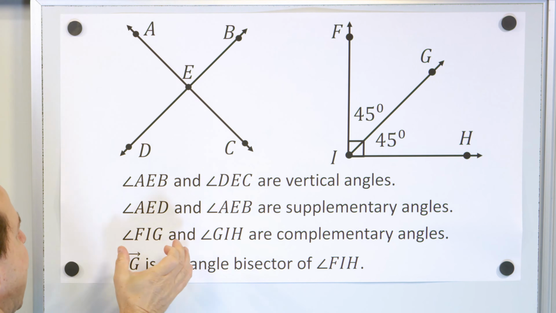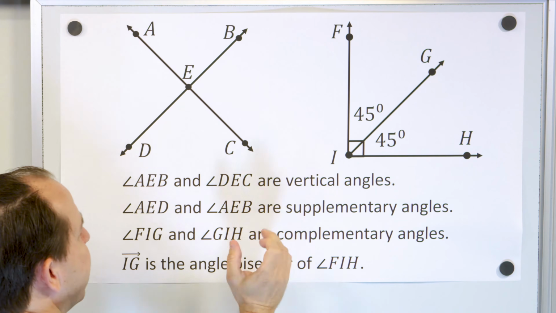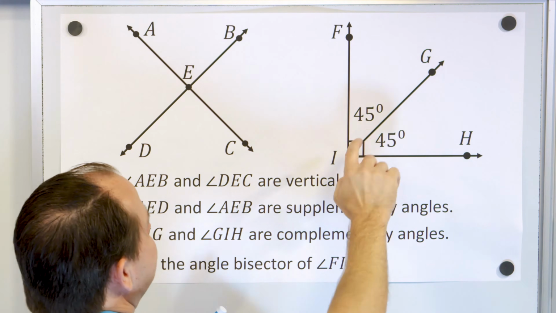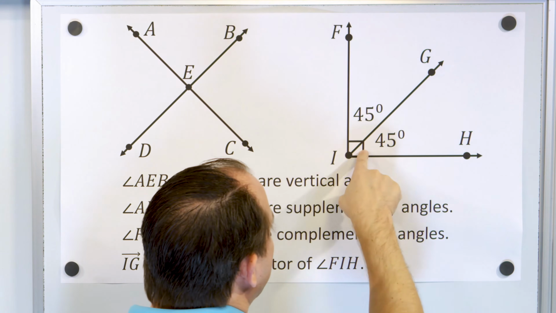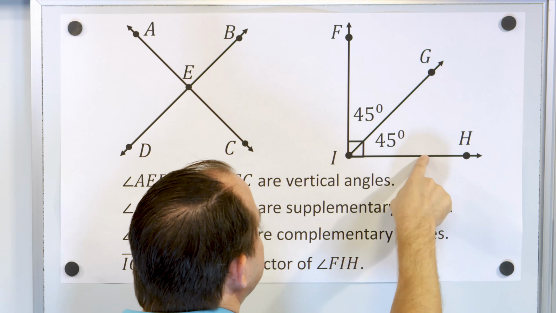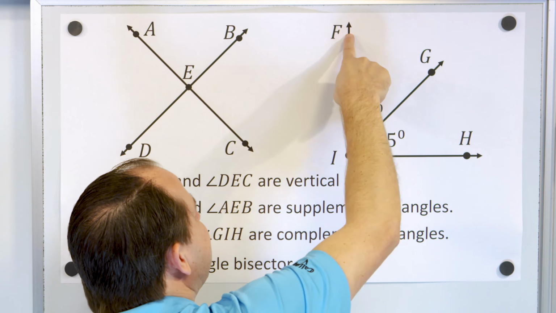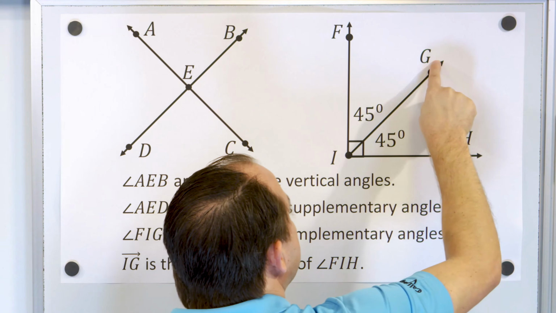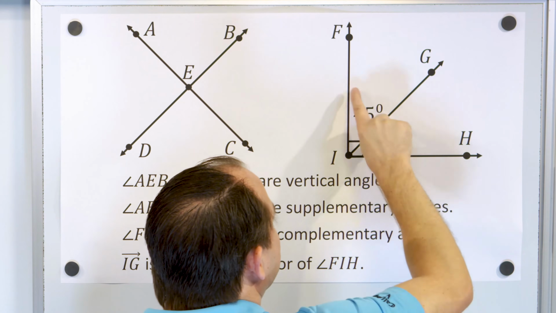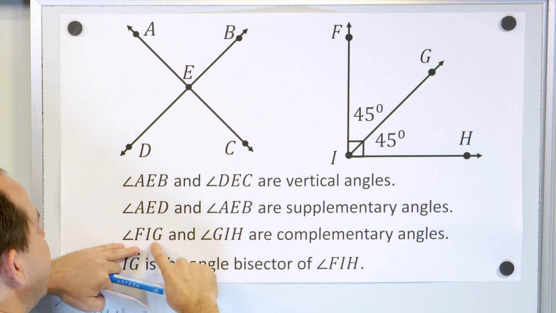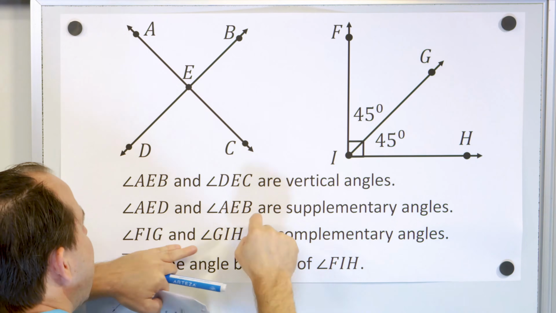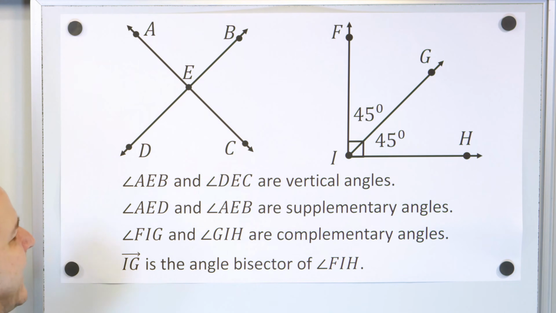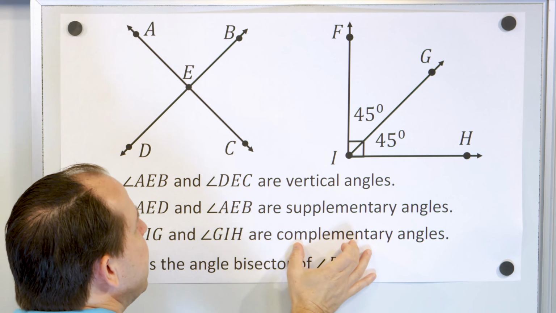All right, finally we have complementary angles. These are angles that add up to 90. So let's take a look at this diagram. Even without reading anything, you can see that this little corner box means this is a 90-degree angle right here. So if this entire angle is 90 degrees, then this one plus this angle right here must add up to 90 degrees. It says right here, FIG, this angle, and GIH, this angle, must add up to 90 degrees. And we call that complementary, right?